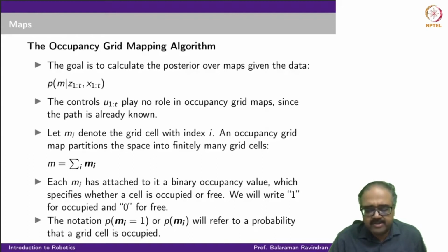An occupancy grid map is essentially just a collection of many of these grid cells m_i. Each m_i is going to have either a 1 or a 0. m_i equal to 1 means that it is occupied, 0 means free. I'm going to use the probability of m_i to refer to the probability that m_i is equal to 1, that it's actually occupied. So whenever we write P of m_i, it means the probability that the ith cell is occupied.